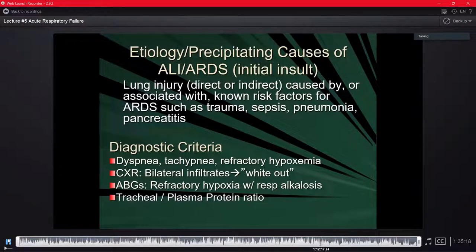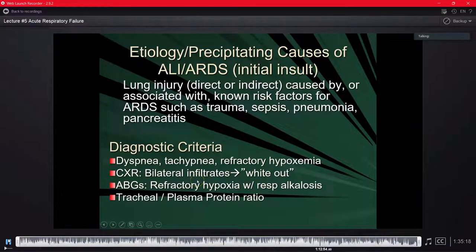Okay. Let's talk about ALI and ARDS really quick. When we talk about acute lung injury, along with ARDS, we're talking about something that has been caused by either trauma, a bacterial or viral infection, sepsis, or even pancreatitis, which is one of the few unique causes here. Diagnostic criteria: difficulty breathing, fast breathing, refractory hypoxemia. Chest x-ray will show infiltrates. It looks like snow, or like a whiteout throughout the lung.